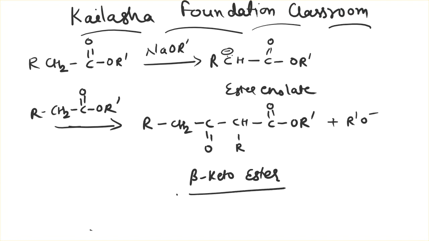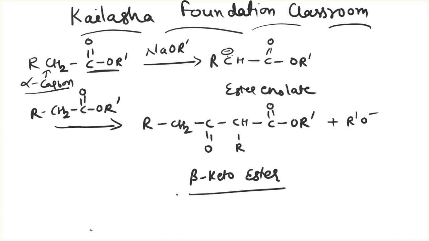Now let me make you familiar with the terms here, alpha and beta. We know that the alpha carbon is right next to the functional group. So here our functional group is ester, so the carbon right next to it will be the alpha carbon. And we know that the alpha carbon is acidic. In the case of ester, the alpha carbon is acidic in nature.